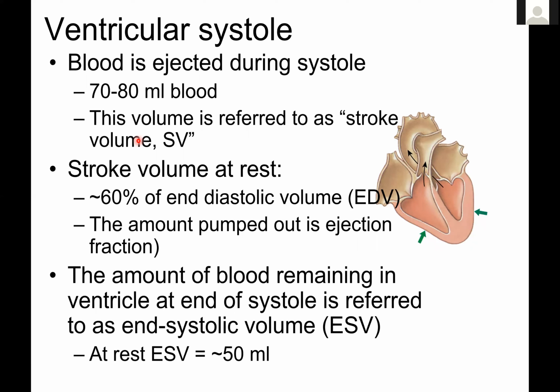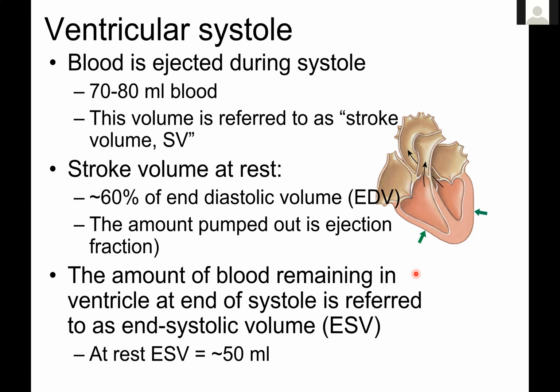So that means that the heart isn't perfectly efficient. It doesn't move 100% of the blood that it accepts out in one cardiac cycle. So there's always a little bit left over after the ventricles have contracted and done their job. Also at rest, the end systolic volume is about 50 milliliters.